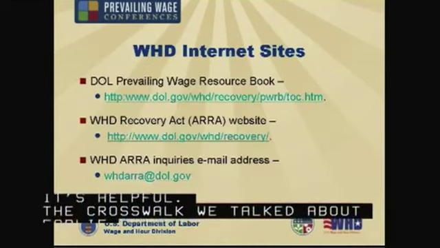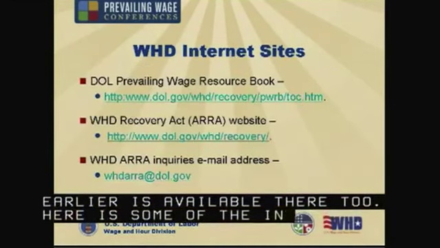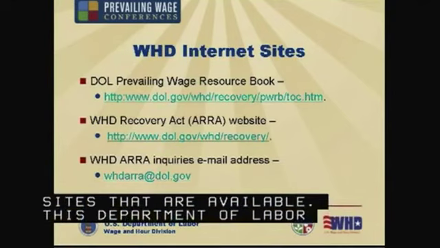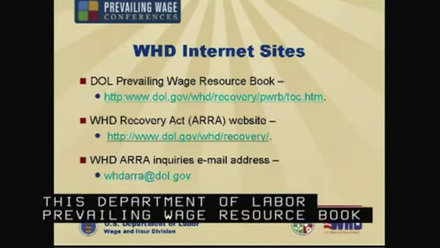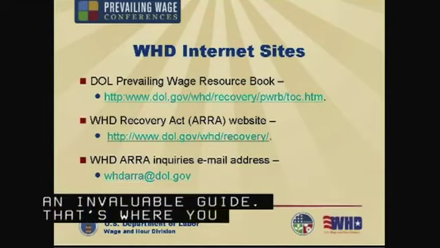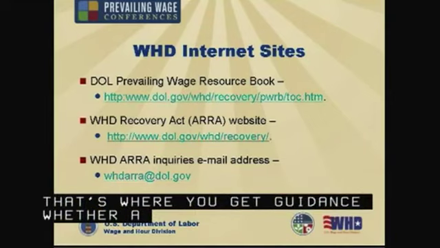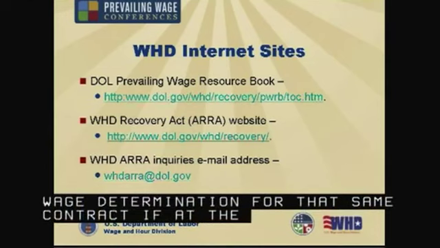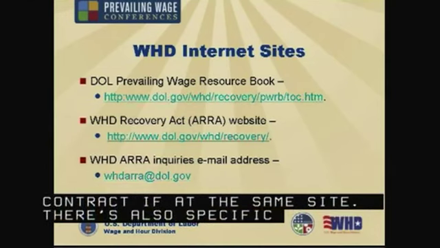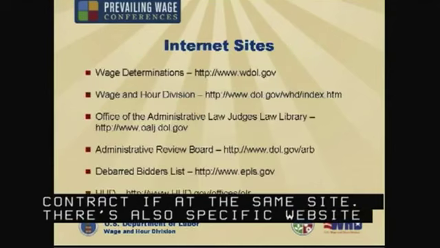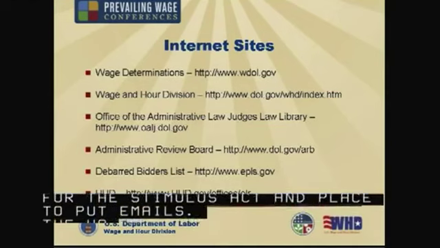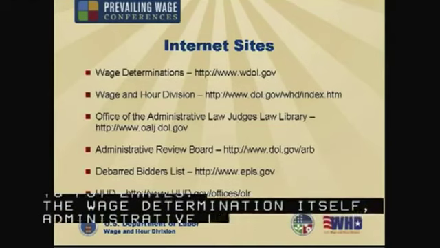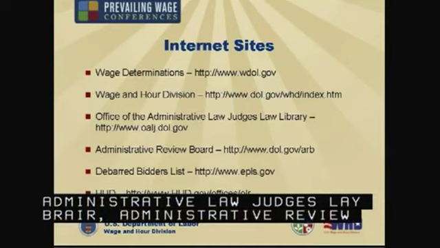Here's some of the internet sites that are available. This Department of Labor Prevailing Wage Resource Book is an invaluable guide. That's where you get the guidance on whether a project is $1 million or more in value. Then it's appropriate to have a second wage determination for that same contract if it's at the same site. There's also a specific website for the Stimulus Act and a place to put emails. The wage determination site itself, Administrative Law Judges Library, Administrative Review Board, Debarred Bidders List, the HUD site.